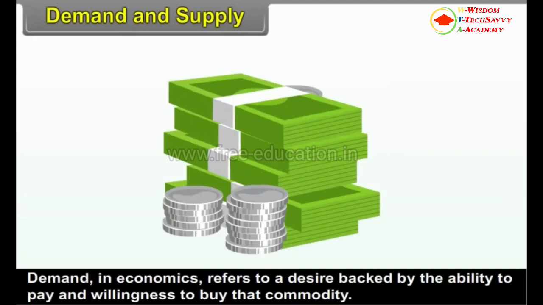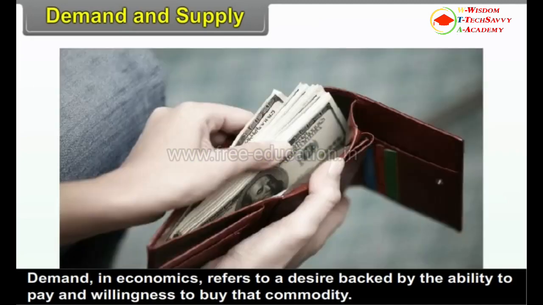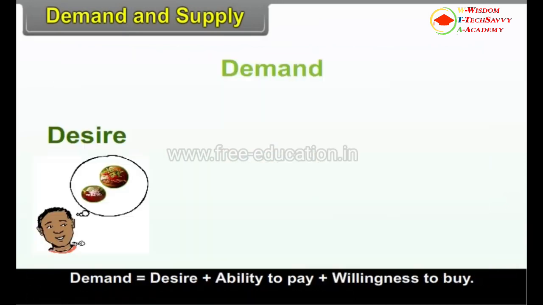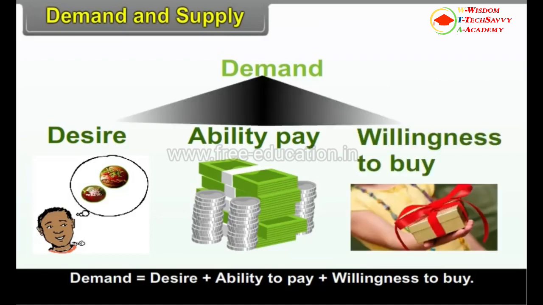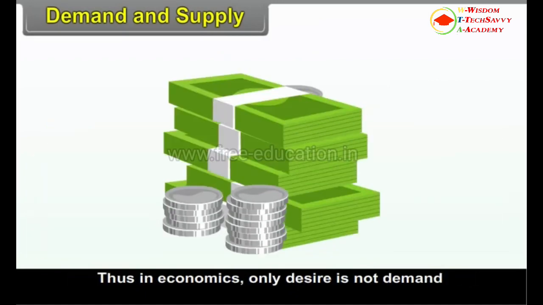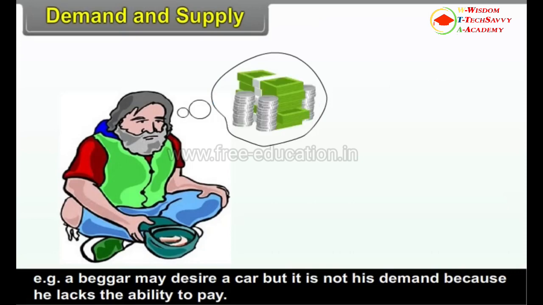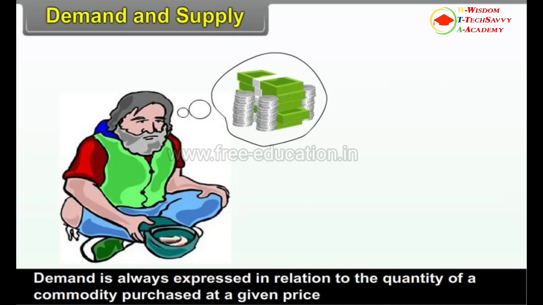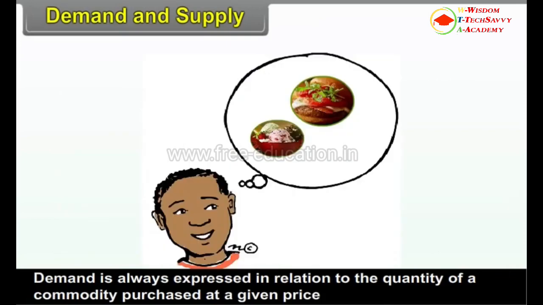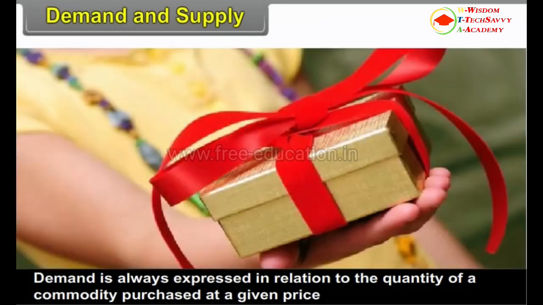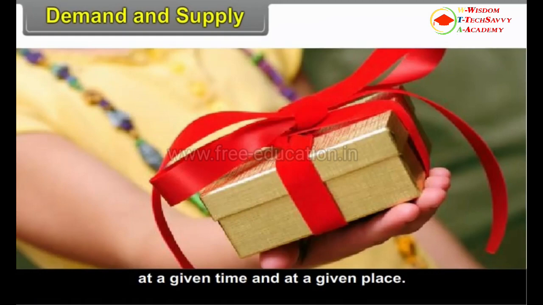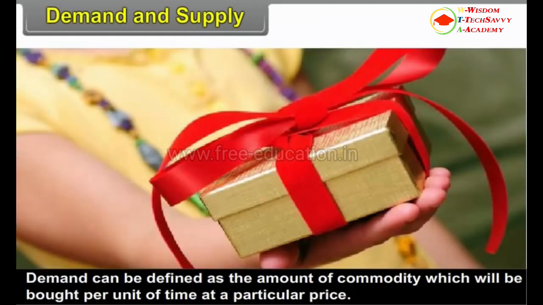2.6 Demand and Supply. Demand. Demand in economics refers to a desire backed by the ability to pay and willingness to buy that commodity. Demand is equal to desire plus ability to pay plus willingness to buy. Thus, in economics, only desire is not demand. For example, a beggar may desire a car, but it is not his demand because he lacks the ability to pay. Demand is always expressed in relation to the quantity of a commodity purchased at a given price, at a given time, and at a given place. Demand can be defined as the amount of commodity which will be bought per unit of time at a particular price.